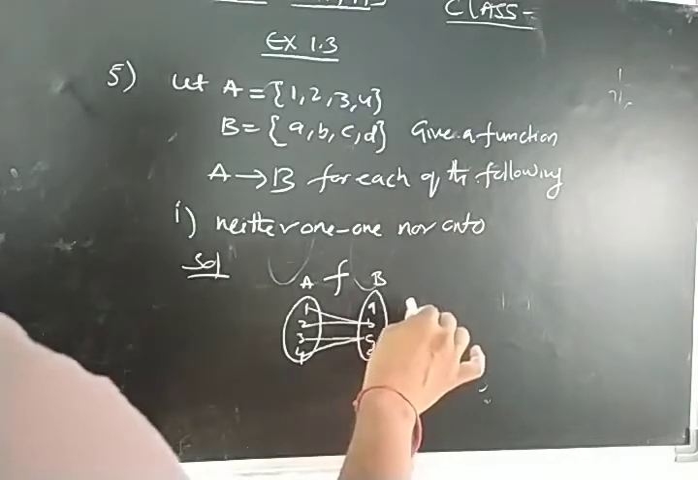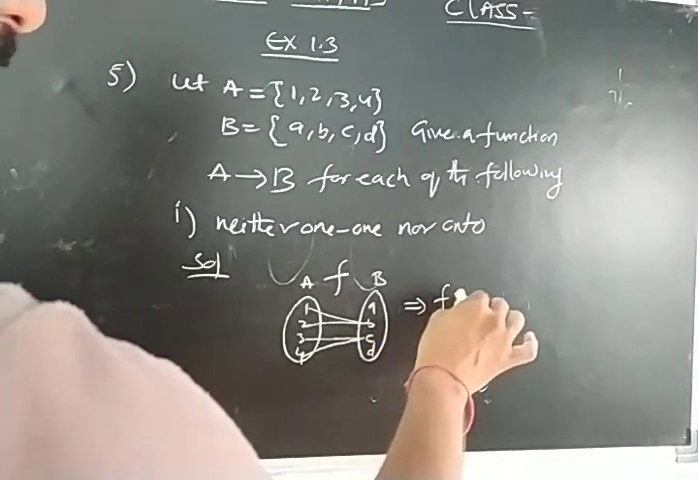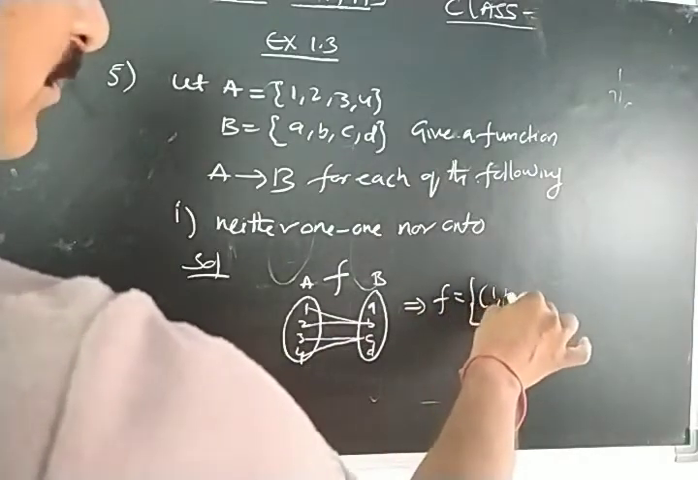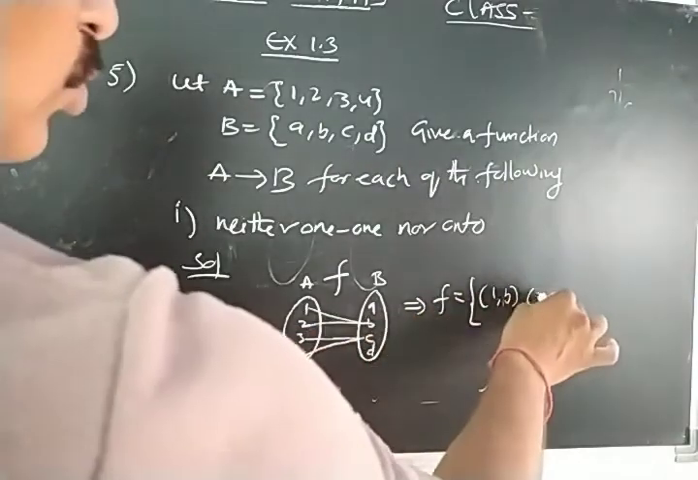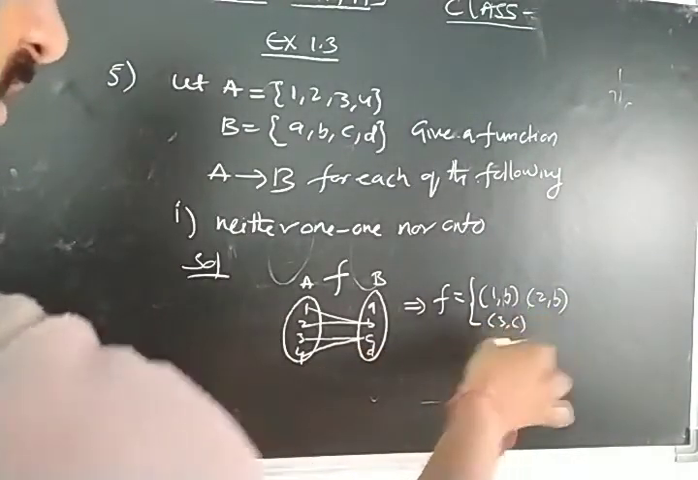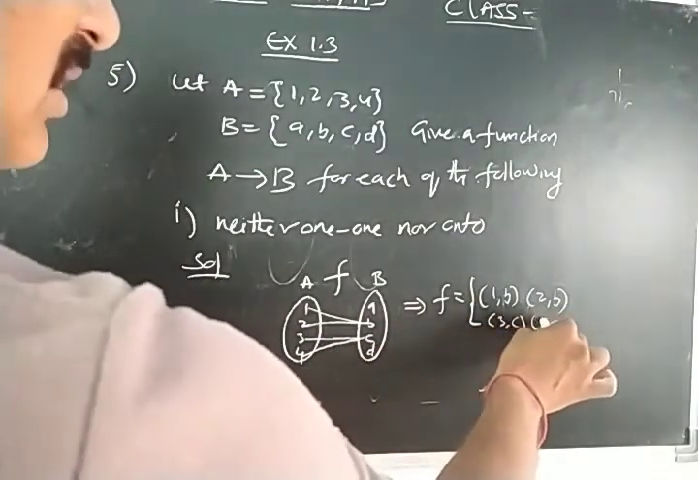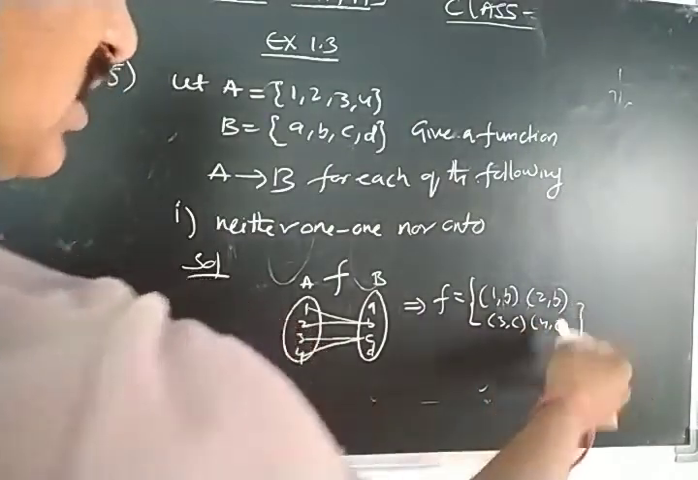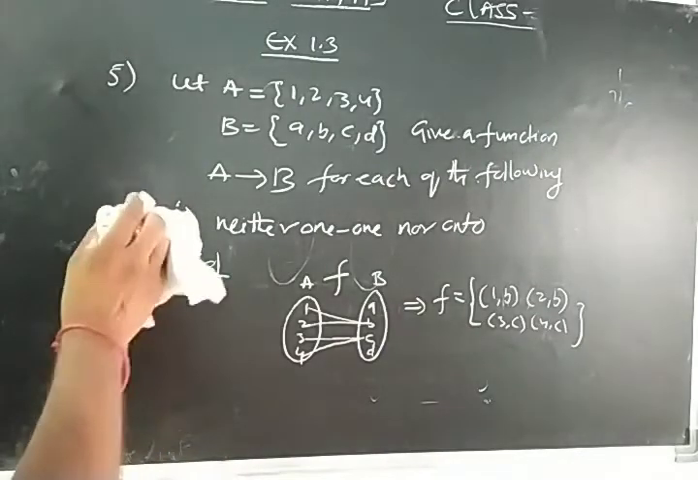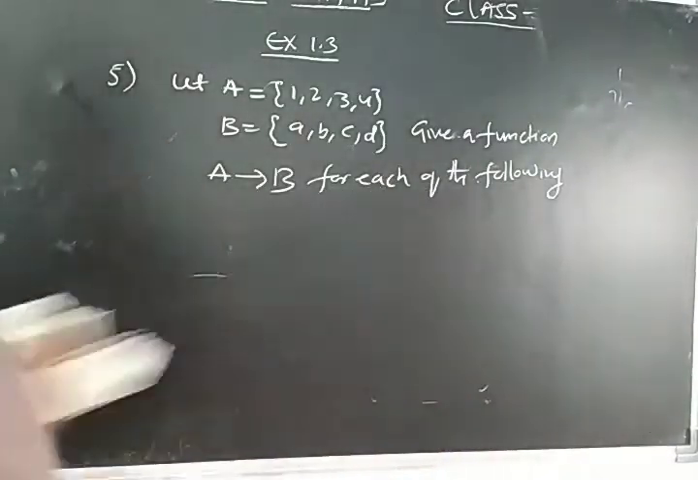So how can we write? That implies you can write f equal to. Now write ordered pairs. 1 related with b, (1, b). 2 related with b, (2, b). 3 related with c, (3, c). 4 related with c, (4, c). This is the function which is neither 1-1 nor onto. Okay, I constructed a new function. Okay, this is the first problem. Now go to the second problem.